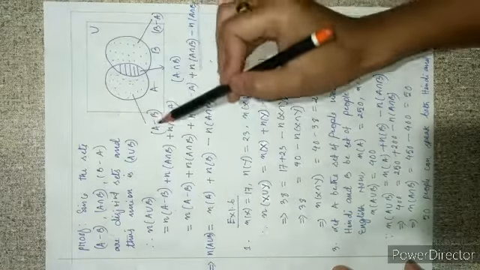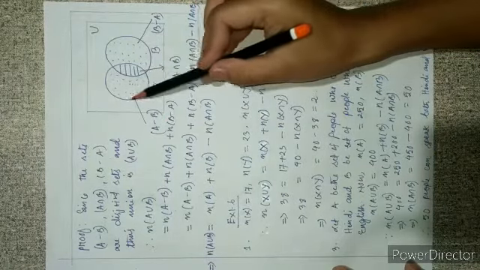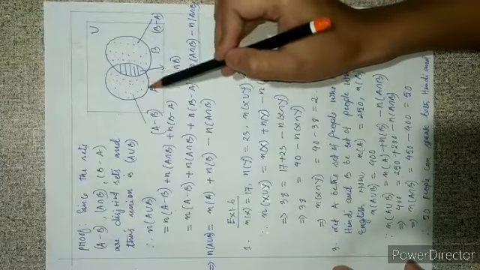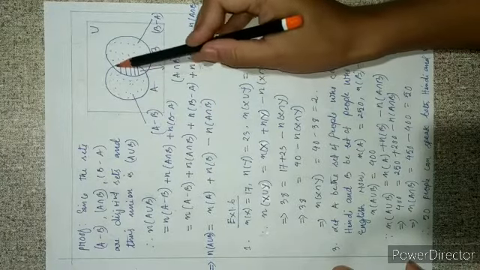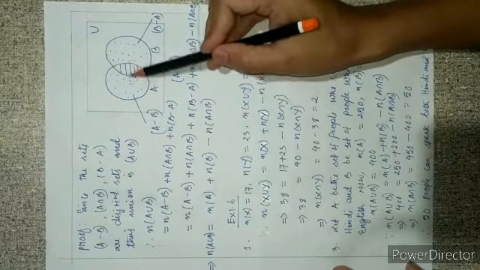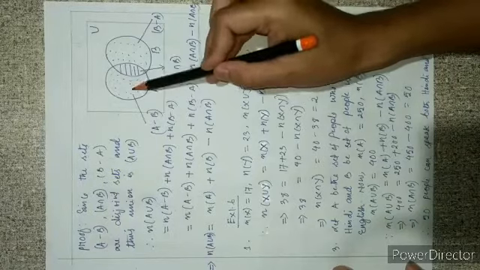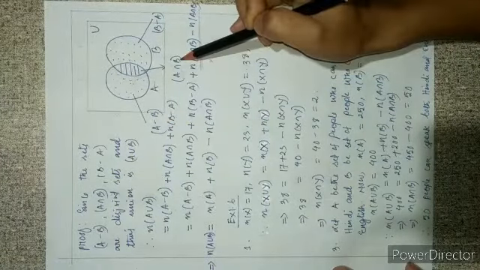In this diagram, number of A minus B plus number of A intersection B represents the total number of elements of set A. This region and this region. This region represents A minus B and the shaded portion represents A intersection B.